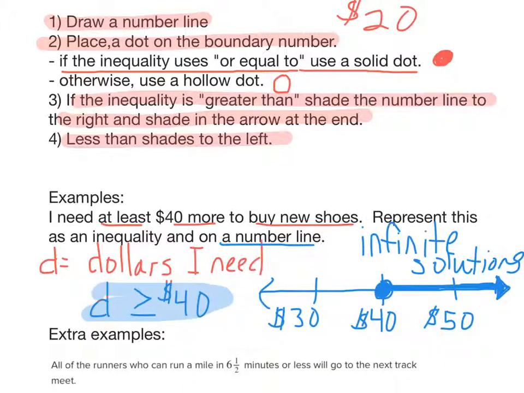It could be $40 and 1 penny, $40 and 2 cents, $40 and 3 cents, all the way up to $6 million, then $6 million and 1 cent. All of the amounts of money more than $40 or equal to $40 are solutions. So that's why we have inequalities, to show infinite solutions. Okay, so that's my number line.